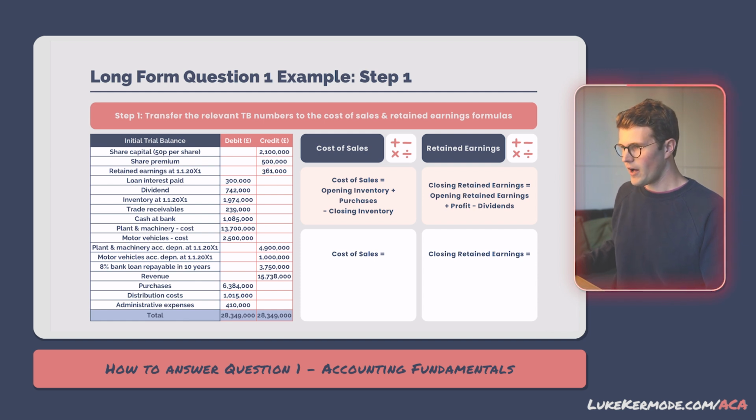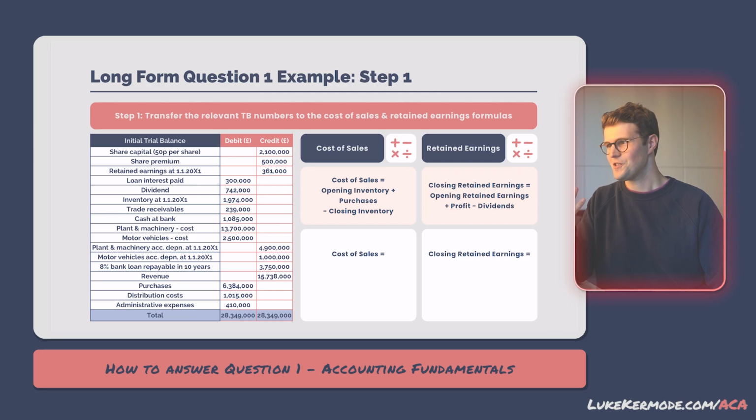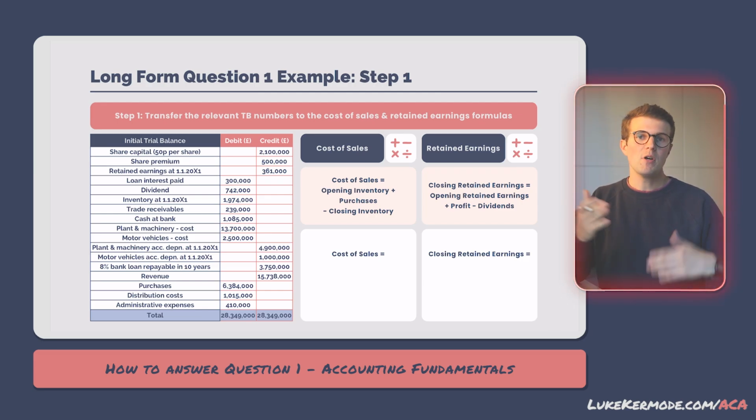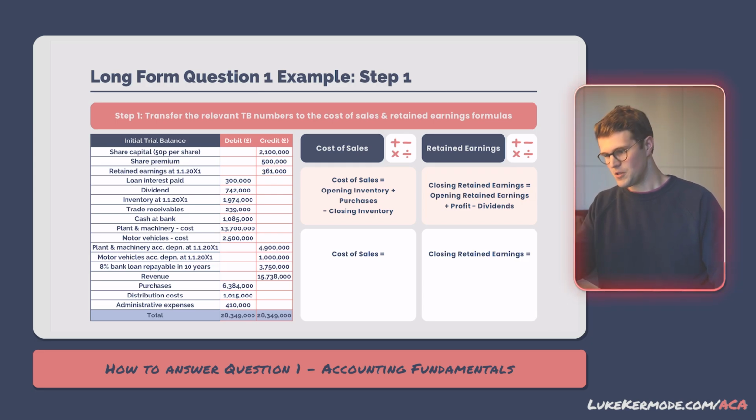Step 1 of our 8-step process is all about setting up 2 key calculations, cost of sales and retained earnings. The aim of step 1 and of step 2 is to move every number out of the trial balance and into its proper place within the financial statements. By doing this, we're going to remain organised, and we're also going to avoid missing out any numbers from the initial trial balance and miss out transferring them into the financial statements.